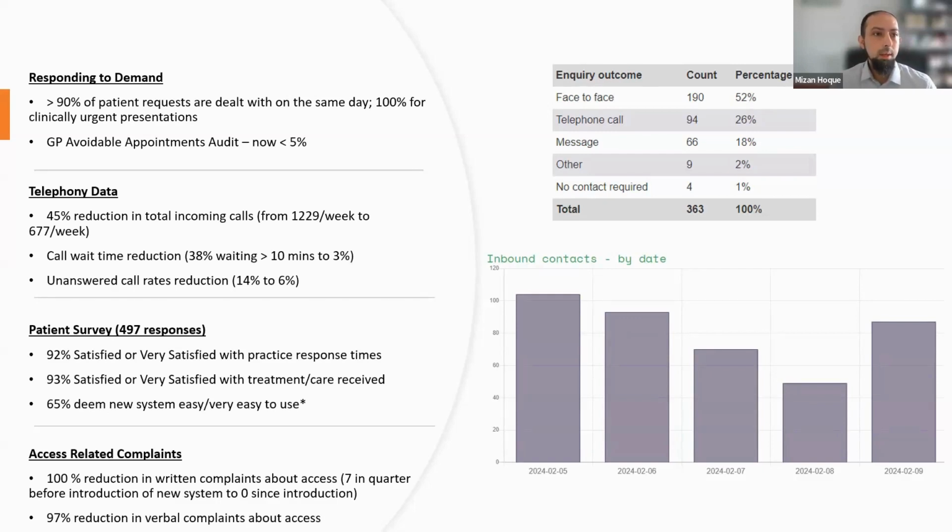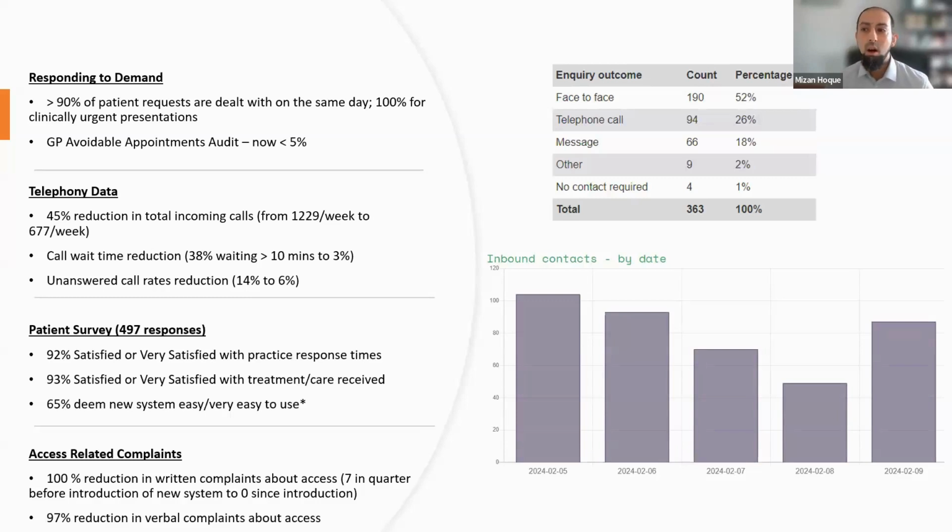So in conclusion, the data has been extremely reassuring. We are dealing with about 90% of our patient demands on the same day. And for clinically urgent demands, 100% of those demands are being dealt with on the same day. The GP avoidable appointment audit went down from 25% to 5%. So only 5% of our patients perhaps could be seen elsewhere. So we're making best use of our capacity.